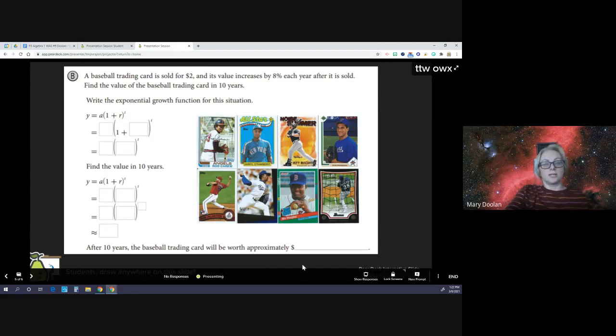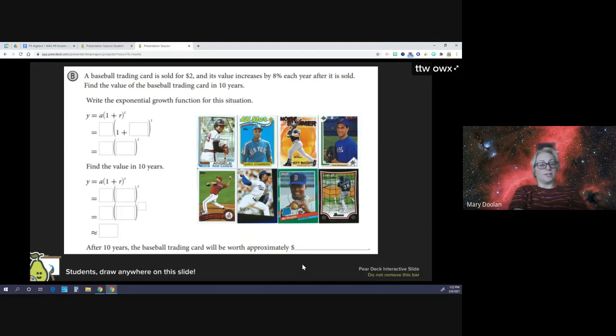All right, so here's the slide we're on now. Baseball cards. I don't know if any of you guys collect baseball cards. Kind of seems like more of an older generation thing. But if you do have them and you collect them, they're worth tons of money. Back in the day, you could buy a baseball trading card that is sold for $2 and its value increases by 8% each year after it is sold. Find the value of the baseball trading card in 10 years.